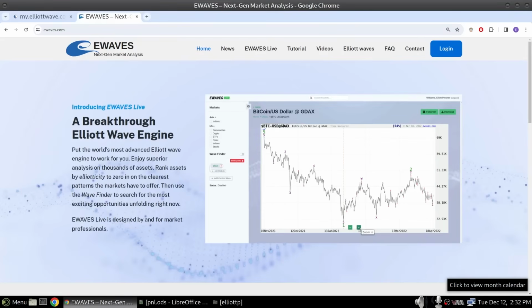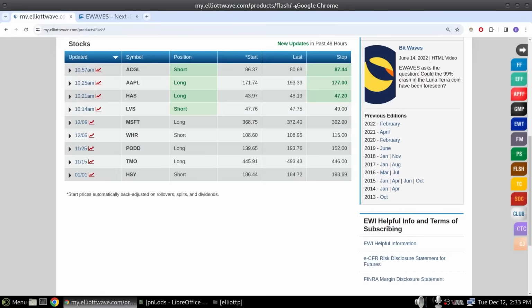find trading opportunities. So just so you know, EWAVES is the world's most advanced Elliott Wave analysis engine, and we're going to show it to you in action today. Now the first thing I'm going to do is go over to elliottwave.com. Elliott Wave is a partner of Qualitative Analytics, and they have access to EWAVES and EWAVES Live, and they use it in many of their services.